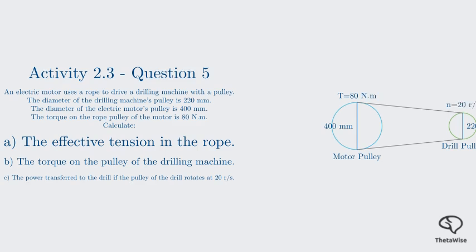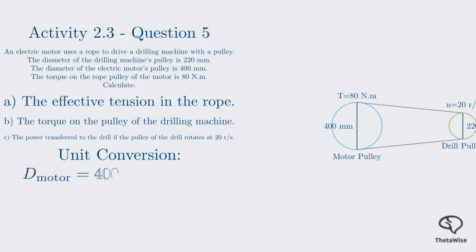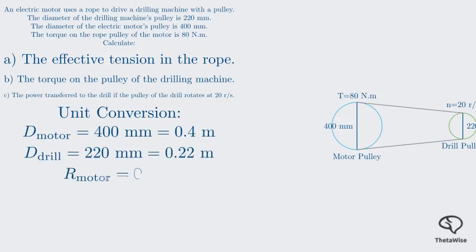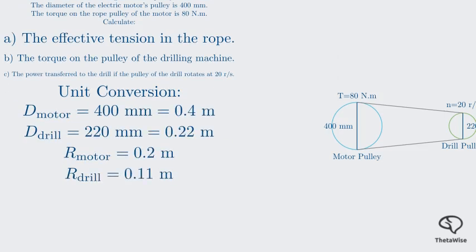Let's first ensure all our units are consistent by converting diameters from millimeters to meters. The diameter of the motor pulley is 400 millimeters, which is 0.4 meters. The diameter of the drill pulley is 220 millimeters, which is 0.22 meters. Consequently, the radius of the motor pulley is 0.2 meters, and the radius of the drill pulley is 0.1 meters.